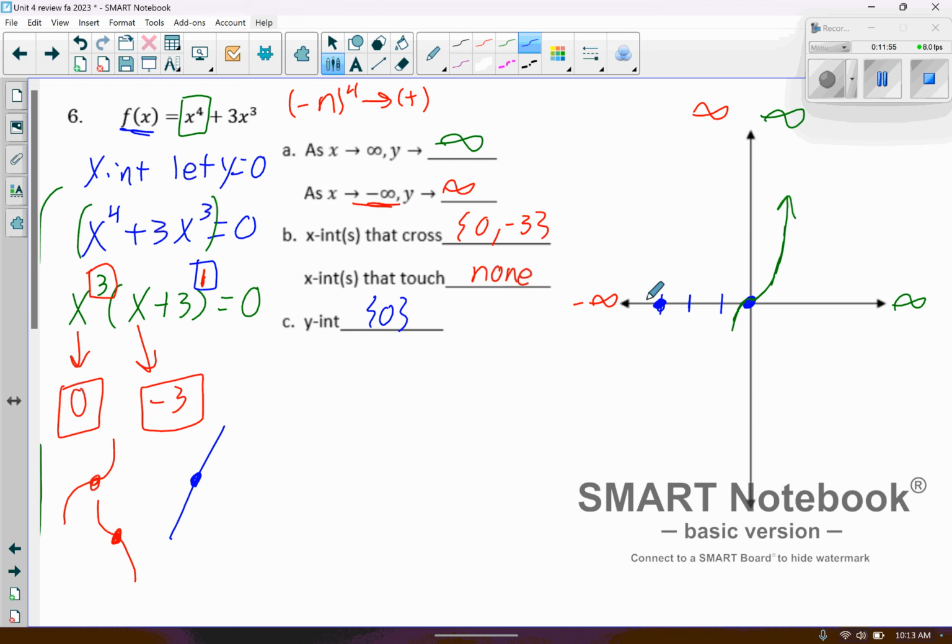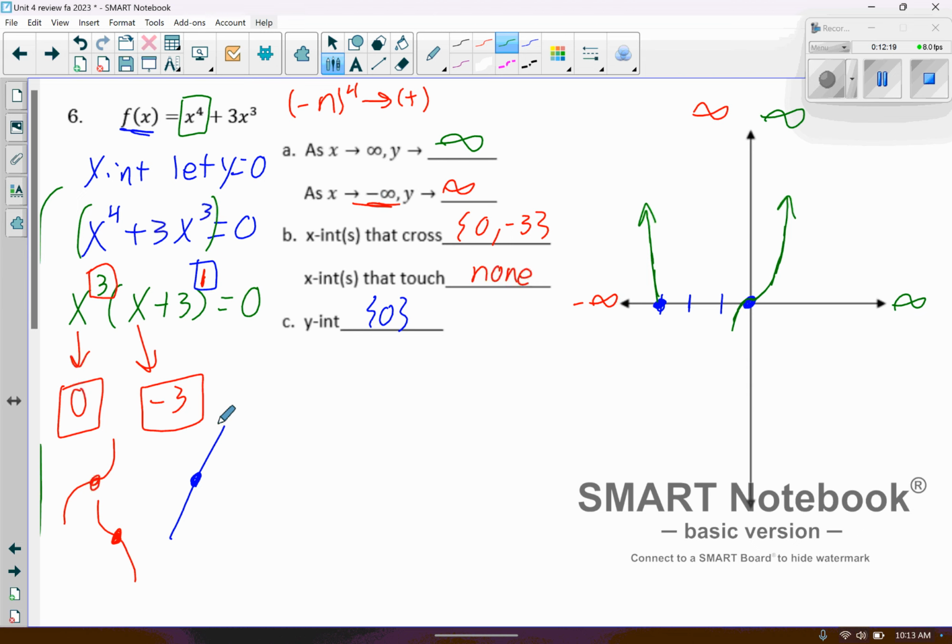And then at -3, as I go through -3 and head towards the left side of my graph, y is going to go up. So I know that this is going to look like this. It's just going to be a straight line. It's not going to have that twist to it like we did on the other side. And this is all due to the multiplicity of where my solutions are.